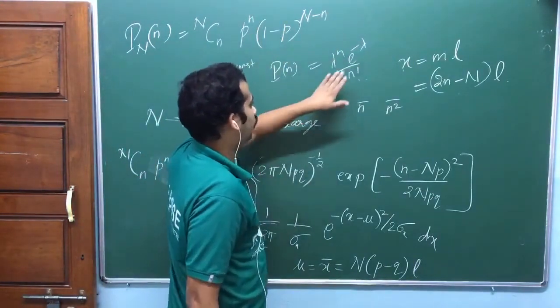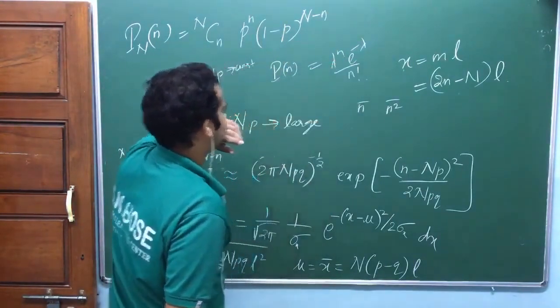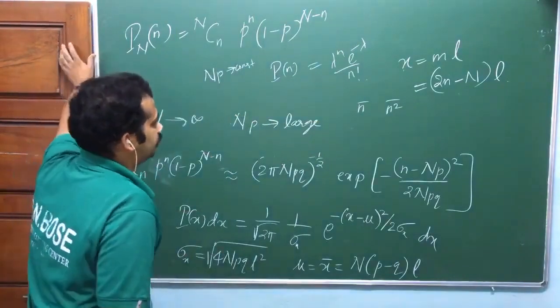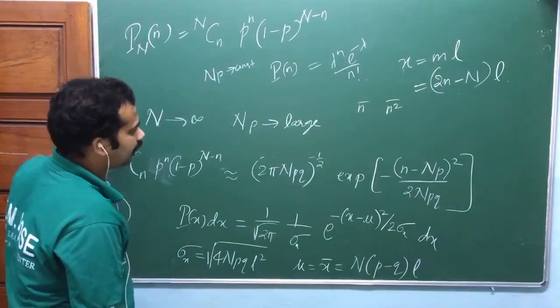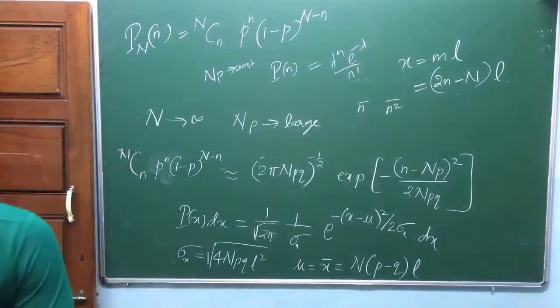I think what will happen here is, again, I can't guess that one. Lambda power n by n factorial, am I right? I can't guess. Anyway, let me try that one. But there are not many questions, that's why I'm in a hurry.